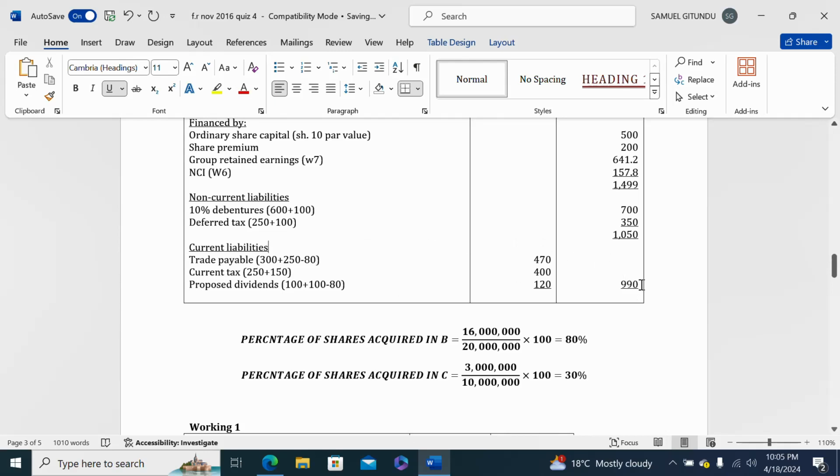So you add current liabilities to non-current liabilities and to the equity and reserves, the owner's equity. If we do that, that is 1499 plus 1050 plus 990. So we are getting 3539.